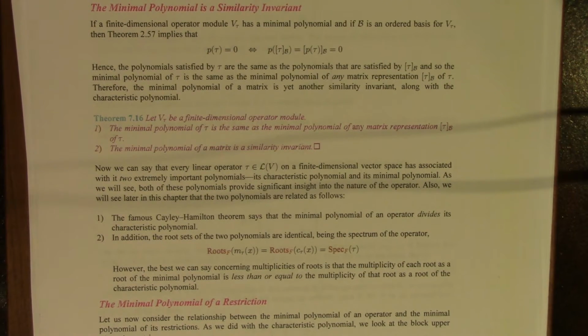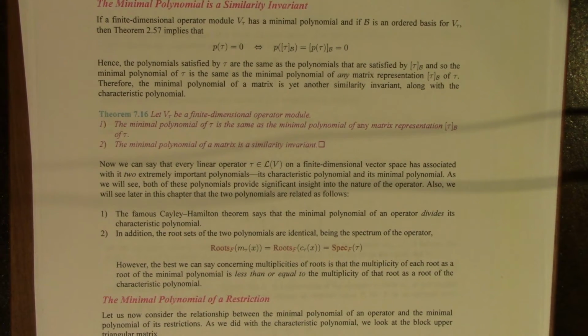In terms of similarity classes, all the matrices in the similarity class, these are the matrices that represent tau under different ordered bases, they all have the same minimal polynomial. It's the same as the minimal polynomial of tau. That means the minimal polynomial is yet another similarity invariant. We've seen that the characteristic polynomial is as well. Unfortunately, the minimal polynomial is, again, not a complete invariant.